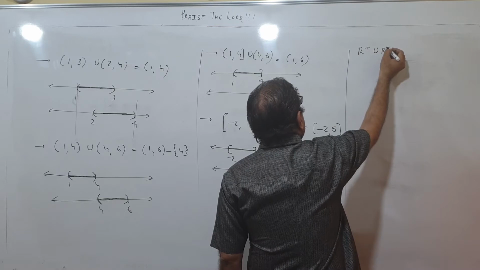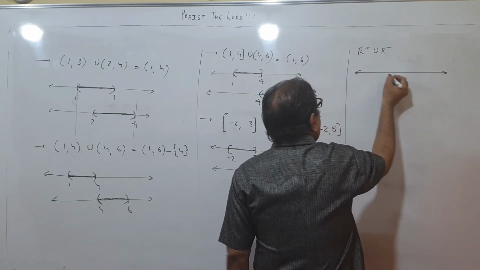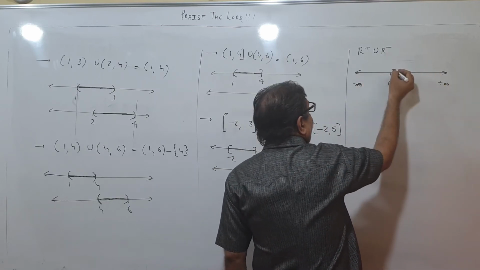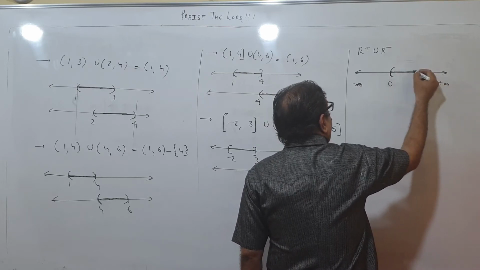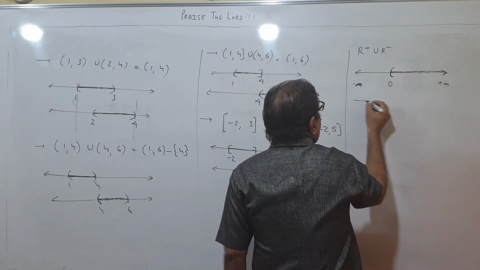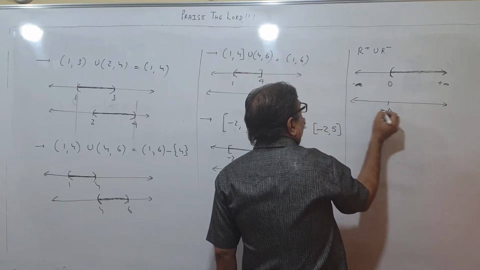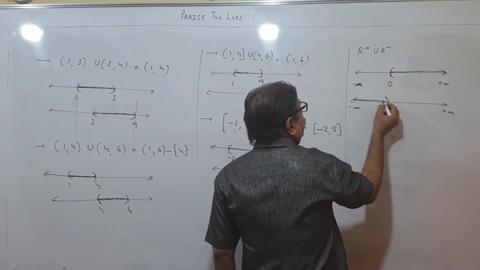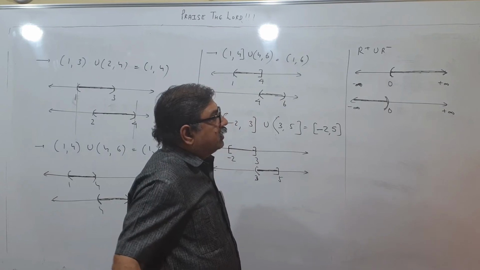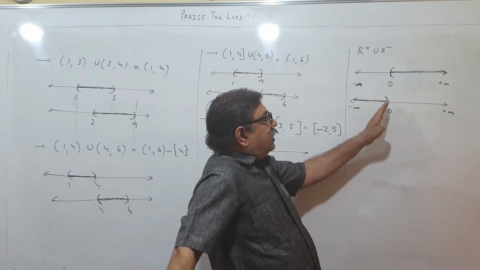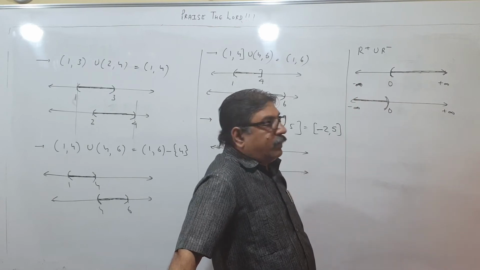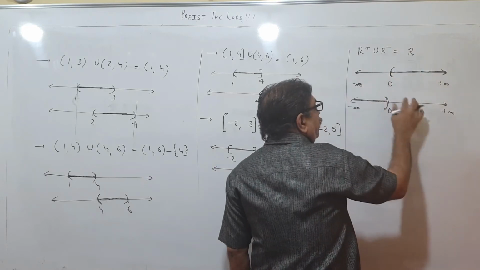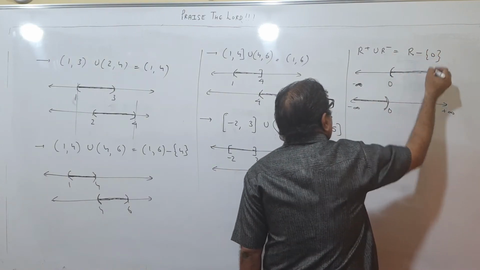If I have R plus union R minus, what does R plus mean? This is 0 to plus infinity. R plus means positive numbers, not including 0, on this side. R minus means all the negative numbers, from 0 to minus infinity. R minus means these numbers, 0 not included. I want to unite them. So all the left side numbers of 0 and all the right side numbers of 0 are included, but 0 is not included. So what do I write? This is the entire set of real numbers, but not 0. So R minus {0}. We can think like this.